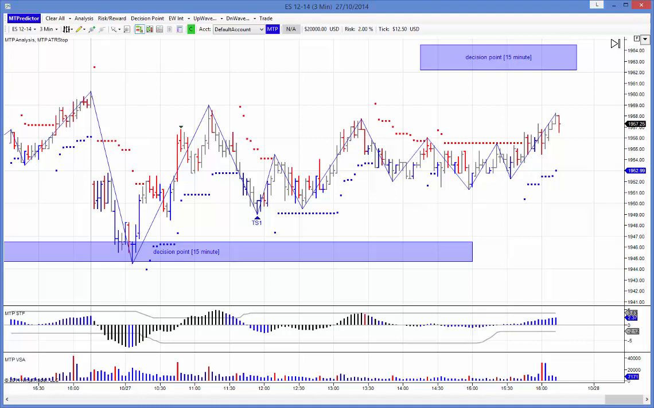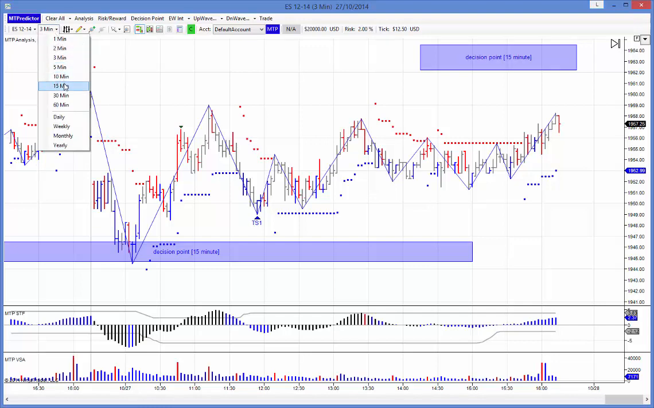This is an ES chart on a 3-minute chart that we were looking at in our training webinar yesterday, and you can see that we had on our chart some larger degree support and resistance zones. You can see it says decision point 15 minute. This is what we do for the more experienced users, so I'll go through and show you how we put these on the chart.